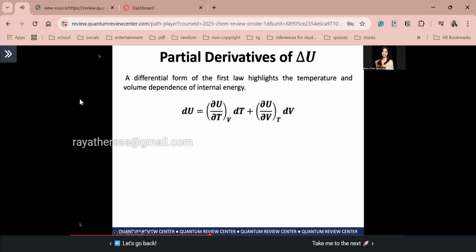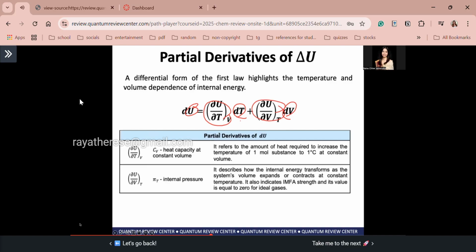dU is equal to the partial derivative of U with respect to T at constant V dT, plus the partial derivative of U with respect to V at constant T dV. Again, internal energy change is dependent on the change in temperature and the change in volume. Okay. So let's describe these partial derivatives. First, we have (∂U/∂T)_V. The partial derivative (∂U/∂T)_V corresponds to the heat capacity at constant volume, CV.